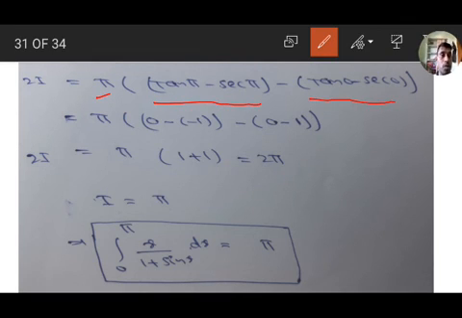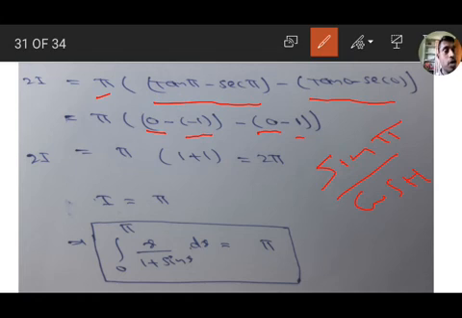Tan pi value is 0, sec pi value is minus 1, tan 0 value is 0, sec 0 value is 1. Tan pi means sin pi by cos pi. Sin pi is 0 and cos pi is minus 1, so 0 by minus 1 is 0. Sec pi is 1 by cos pi, which is minus 1. Tan 0 means sin 0 by cos 0, which is 0 by 1, so 0. Sec 0 means 1 by cos 0, which is 1 by 1, so 1.